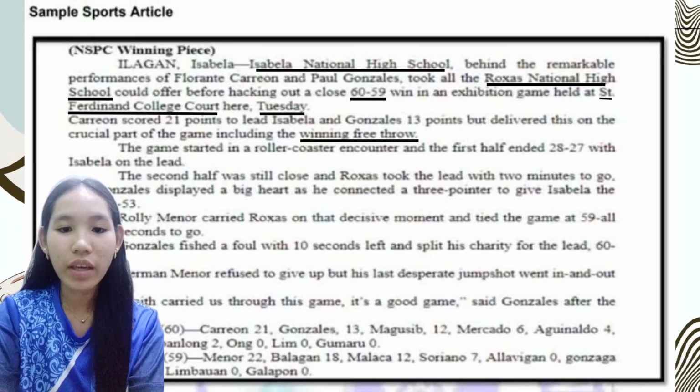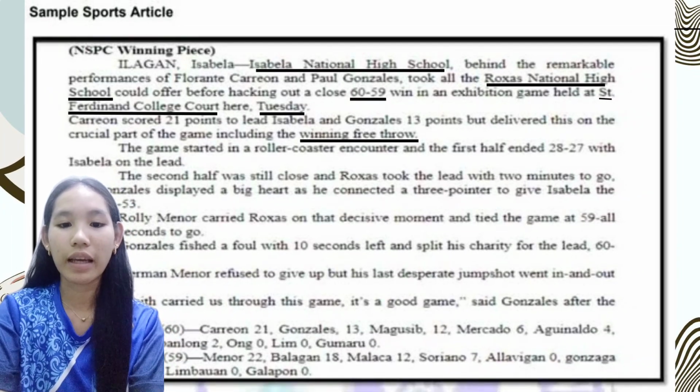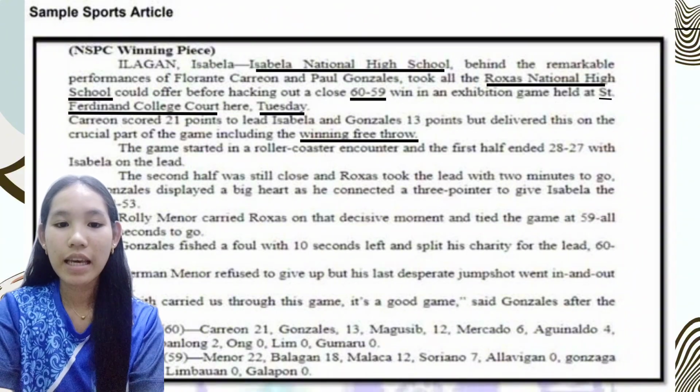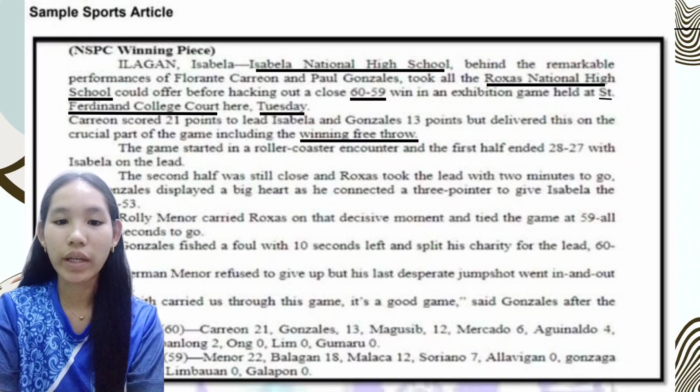So I have here an example of a sports article from the module of Dr. El-119 Duran. From the given sample of the sports article, I've underlined the 5 W's and 1 H. Who won in the article is Isabela National High School, or INHS. And how did they win? By a close margin, with Gonzalez scoring the winning free throw.